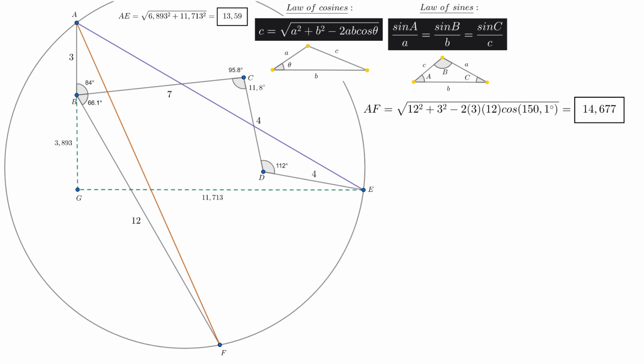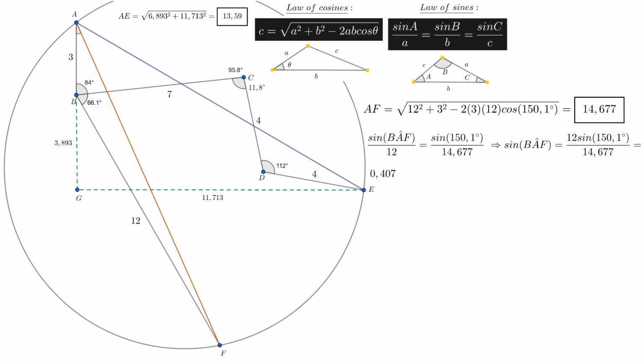Now we have to figure out where the half chord EG intersects AF. We'll call the point of intersection H. First we have to find this angle here. We'll use the law of sines. So we have sine of BAF over 12 equals sine of 150.1 over 14.677, and we end up with 0.407. So the angle BAF is arc sine of 0.407, which is 24 degrees.